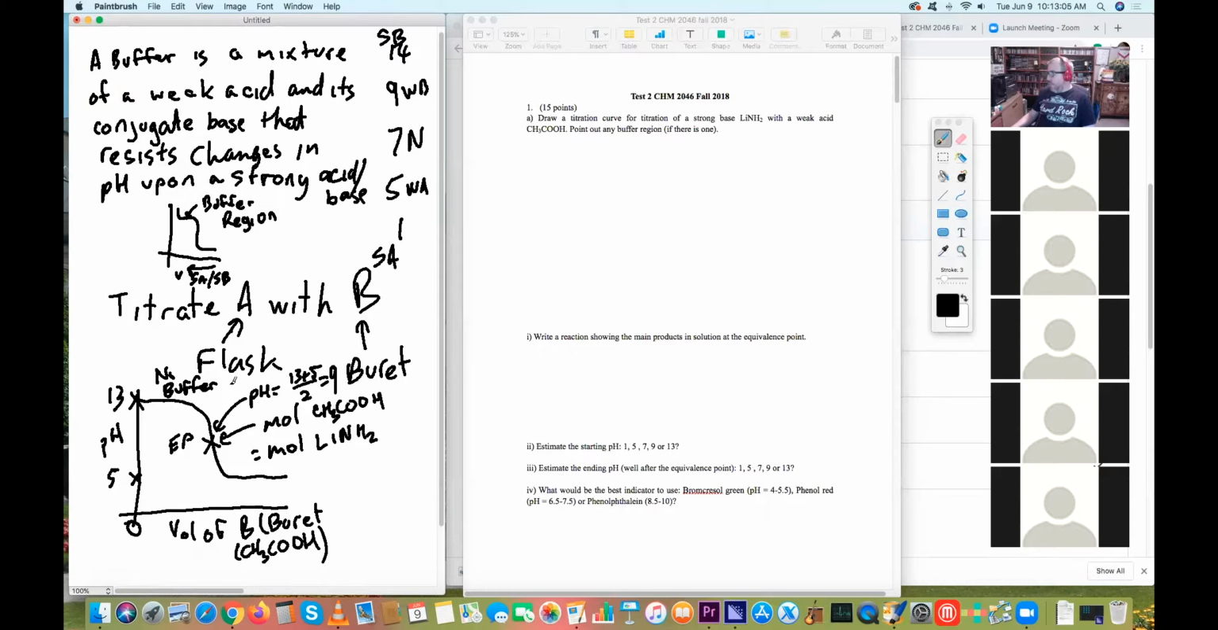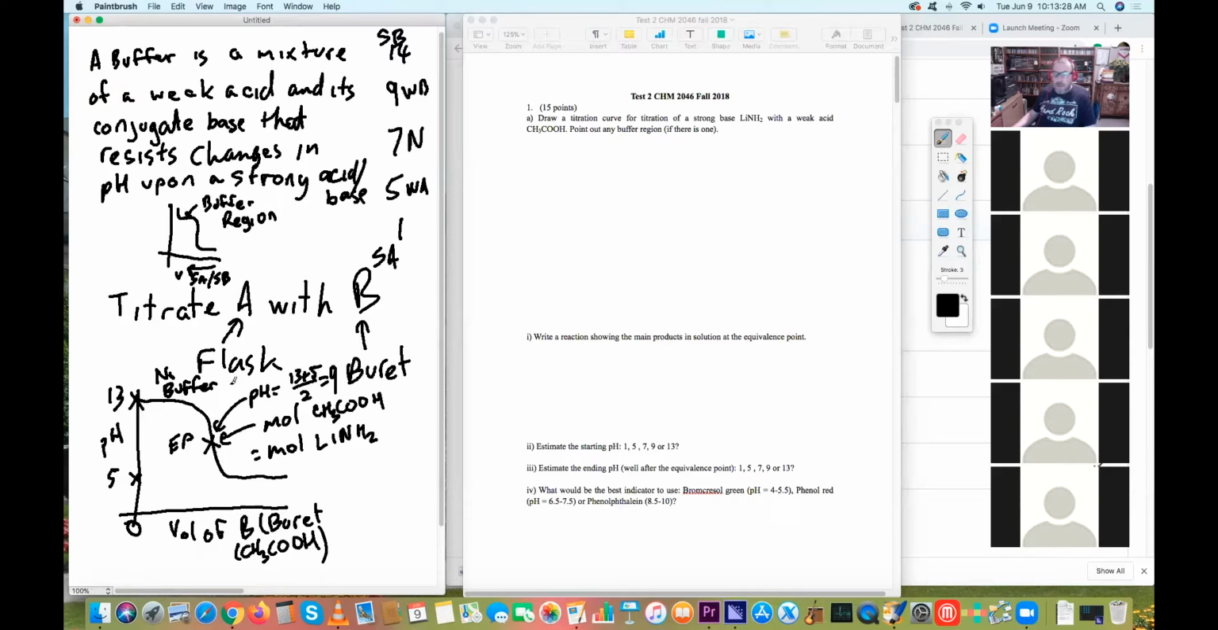You can never have a buffer if you're adding a strong acid to a strong base. It just can't happen. It's impossible. You can never get a buffer in that situation. So if you're adding HCl to NaOH, you never see that nice plateau that you would get if you were adding something and it was buffering.